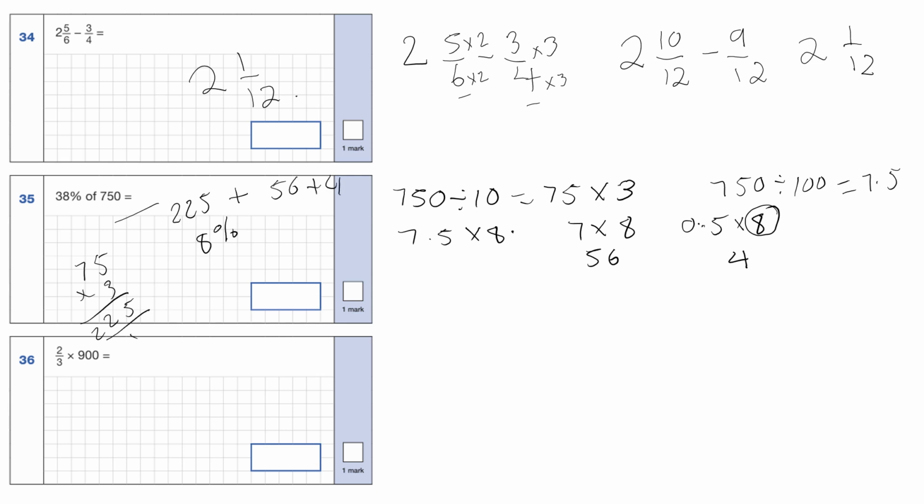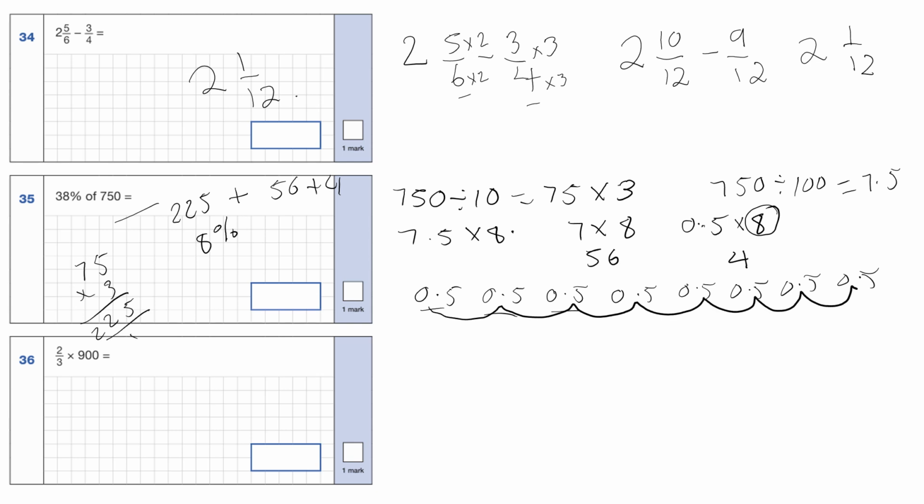Let me show you why. 0.5 multiplied by 8 is 4. It's half. So we need 8 of these. 1, 2, 3, 4, 5, 6, 7, 8. This is 0.5 multiplied by 8. 0.5, 1, 1.5, 2, 2.5, 3, 3.5, 4. So it's literally half 8, which is 4. Anything multiplied by 0.5, the number you're multiplying it with is half. So let's add that all together now. So that's 60, 225 add 60, 285.